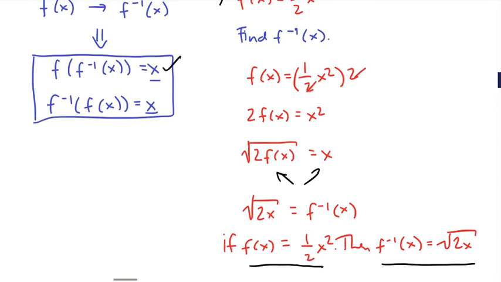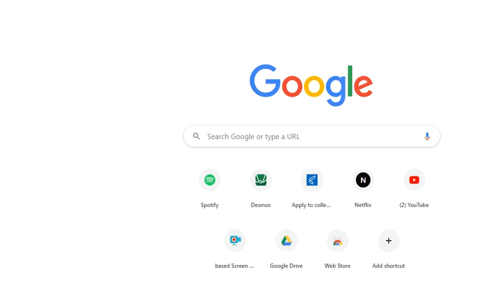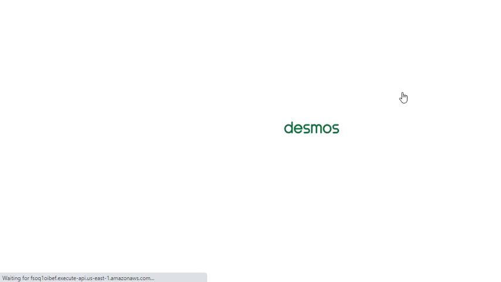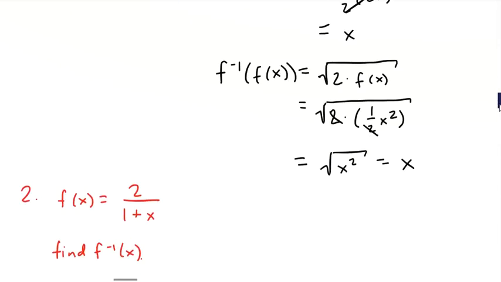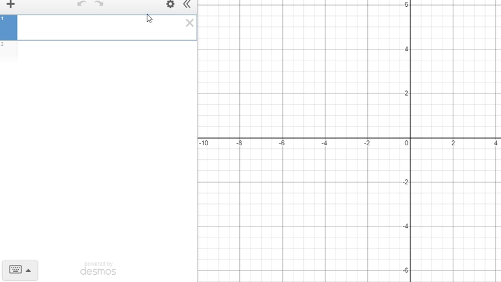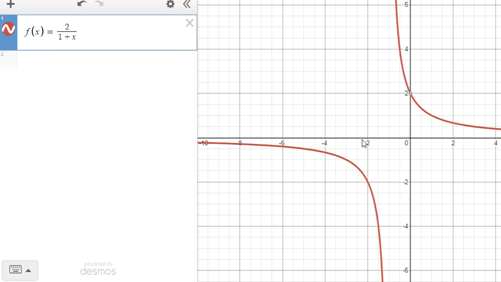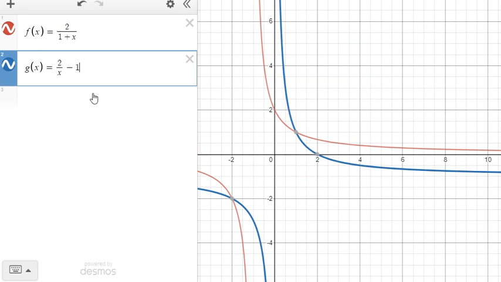But there's another interesting property about inverse functions. If I graph an inverse function and the original function, so let's take our previous example. So I have the function f of x equals 2 over 1 plus x. So if I go ahead and graph that, this is what my function is going to look like. And then I'm going to have its inverse, which we saw was 2 over x minus 1.